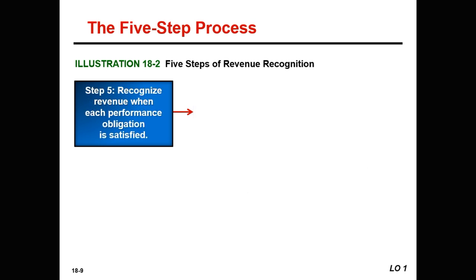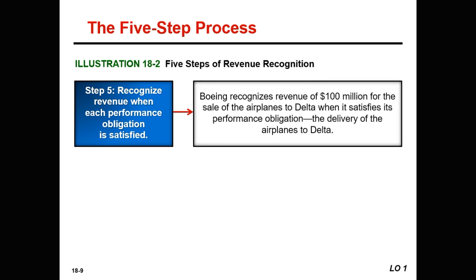And then step 5 is to recognize revenue when each performance obligation is satisfied. So Boeing recognizes the $100 million of the sale of the airplanes to Delta when it satisfies that obligation. It delivers the airplanes to Delta.